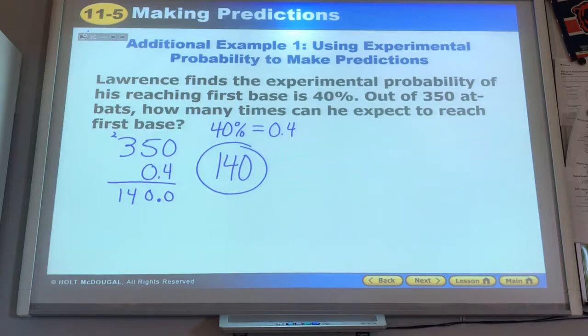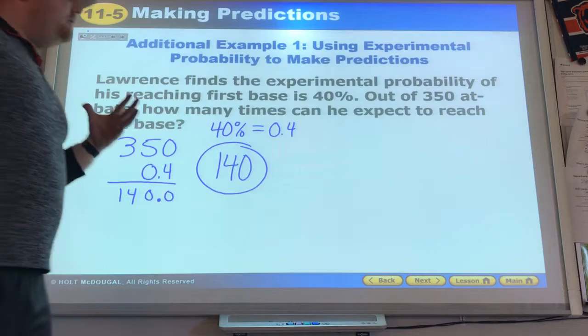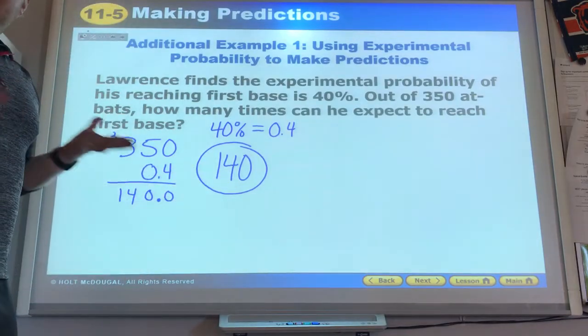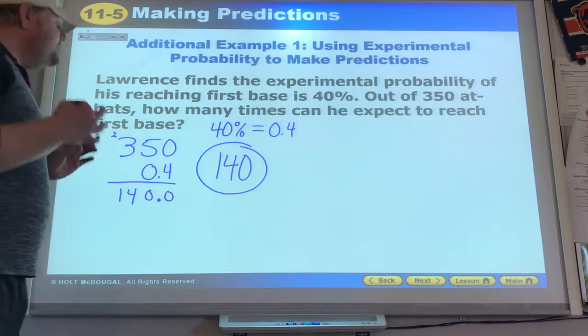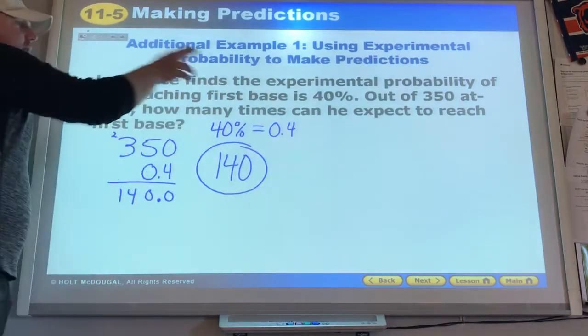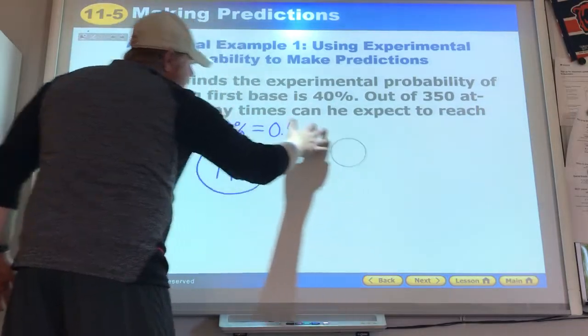If you want to think logically, 40% is a little bit less than 50. 50% of 350 is 175, so we're a little bit below that. That seems to make sense. My suggestion, change the percent to a decimal, multiply it times that total number of at-bats. 140 would be their estimate. Let's see what they show.